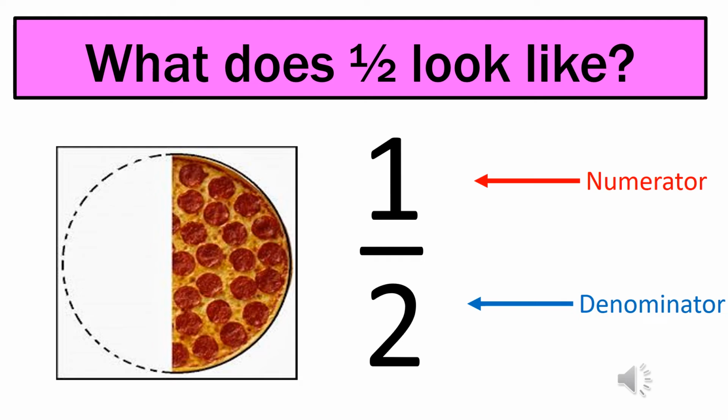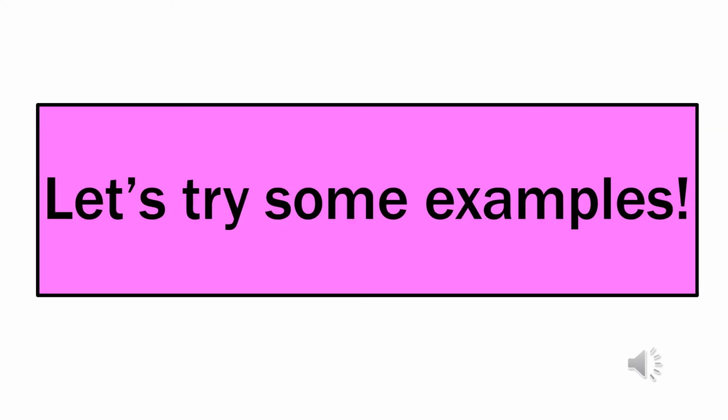Under the line, we're trying to figure out the denominator. Remember, the denominator shows how many pieces there were at the start. We know that there were 2 pieces at the start, so our denominator is 2. Our fraction, 1/2, shows that there's only 1 piece of pizza left out of the 2 that were there at the beginning. I think you are ready to try some examples. Let's work through them together and see what you can find.